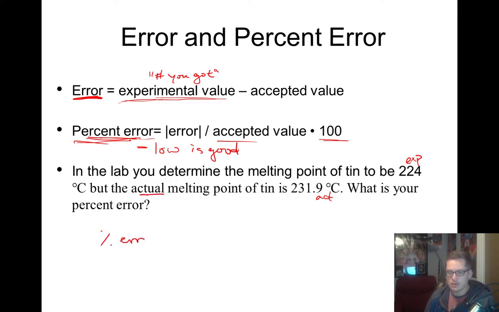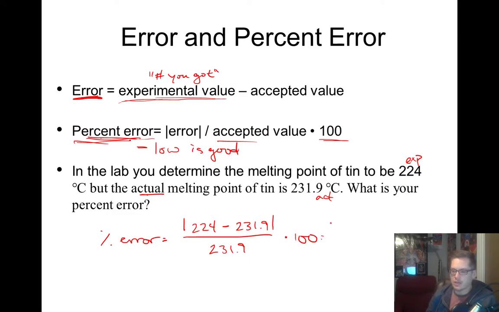So the percent error is going to be equal to the absolute value of experimental, 224, minus the actual, which is 231.9, divided by the actual, which is 231.9, and then times 100. Okay, we plug that all into our calculator here, so we have 224 minus 231.9. And we take the times the -1 to get the absolute value of that, divided by 231.9, and times 100. So we had 3.41% error.